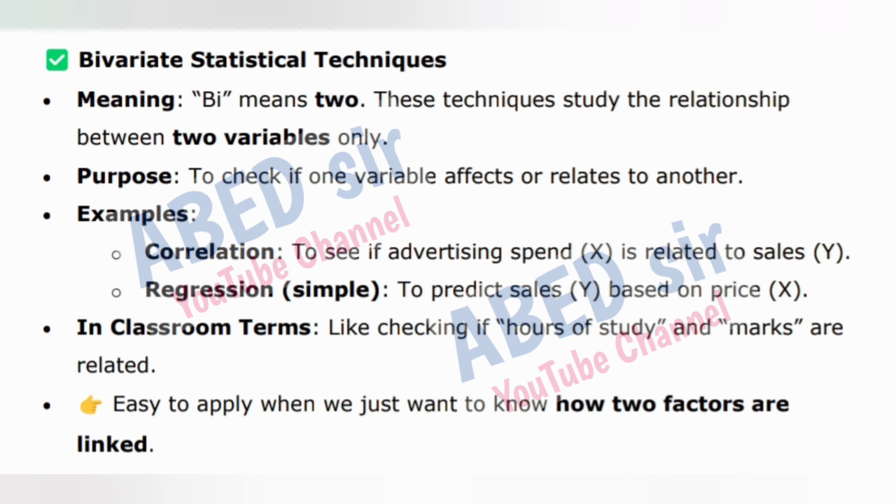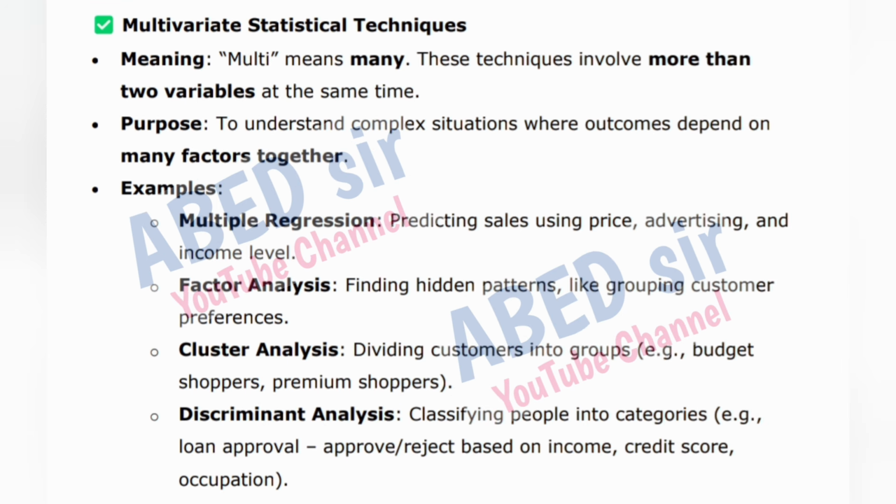Examples. Correlation, to see if advertising spend, X, is related to sales, Y. Regression, simple, to predict sales, Y, based on price, X. In classroom terms, like checking if hours of study and marks are related. Easy to apply when we just want to know how two factors are linked. Multivariate statistical techniques. Meaning multi means many.